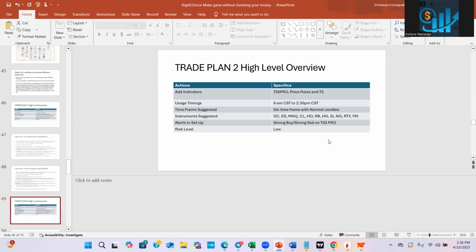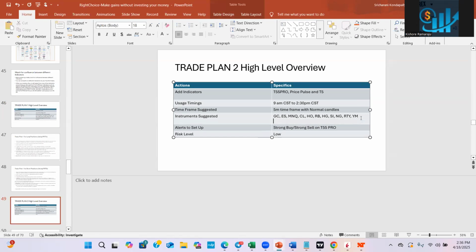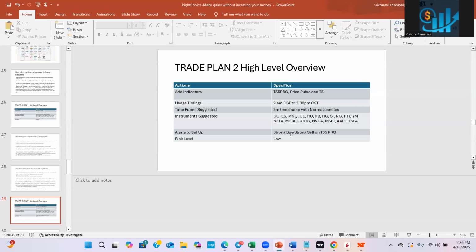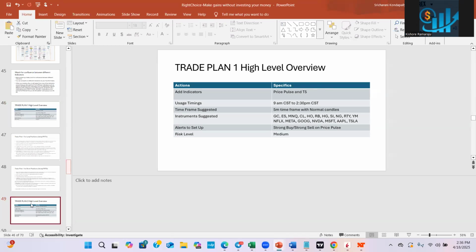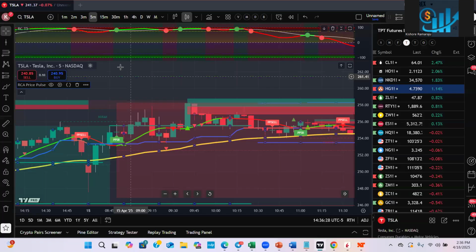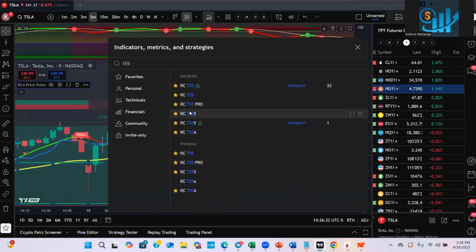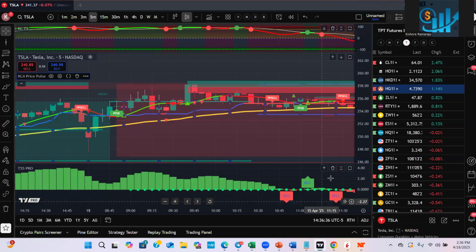Then the next trade plan is a low risk strategy. You don't want to take any risk. Then this is the strategy which will help you. Again, the timing is the same, 9 a.m. to 2:30 p.m. CST. You use three indicators here. Instead of just using price pulse and T5, you use T55, price pulse, and T5. So we'll add one more indicator here called T55 Pro.